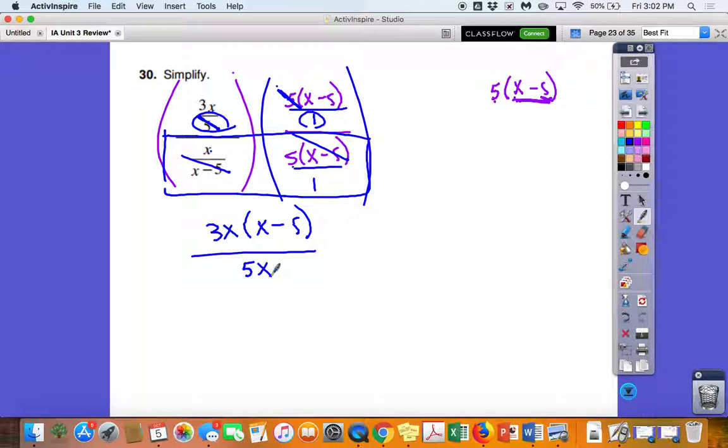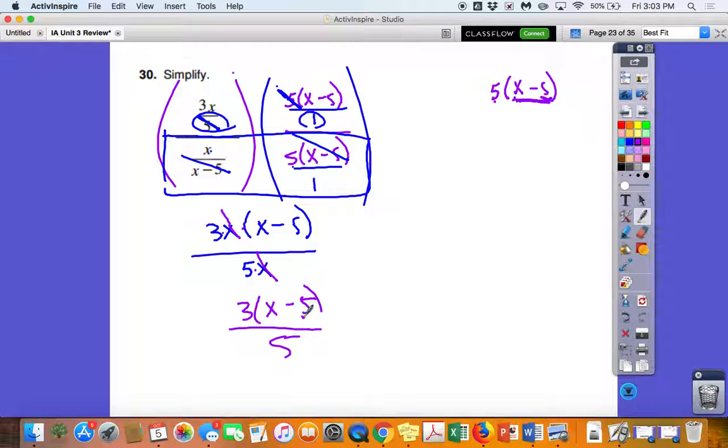You can keep reducing because this is multiplied, that's multiplied, and that's multiplied. So the x is free. This little x right here can be reduced. So you've got 3 times your binomial over 5. Can't reduce the 5s because this top 5 is stuck.